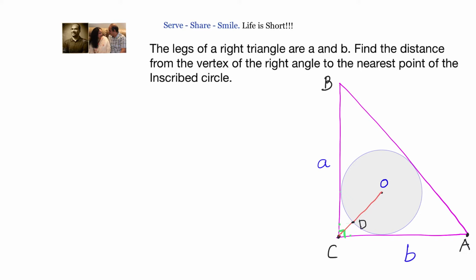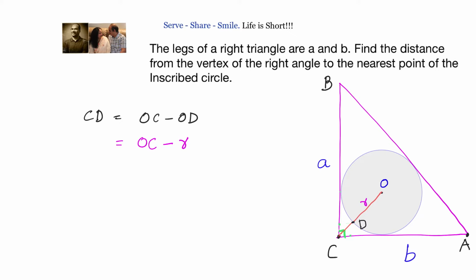Now CD is what we need to find out. So let's write down. We need to find CD, which is equal to OC minus OD. Let the radius of this particular circle be R. Then what we have is OC minus R. But what is OC? Let us understand what OC is.